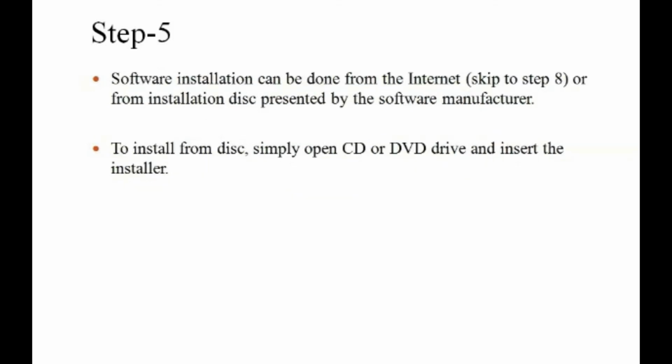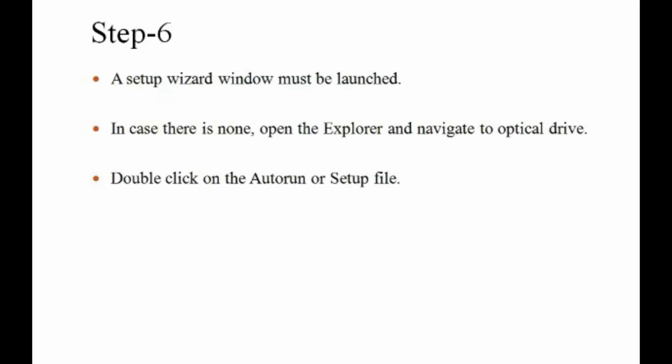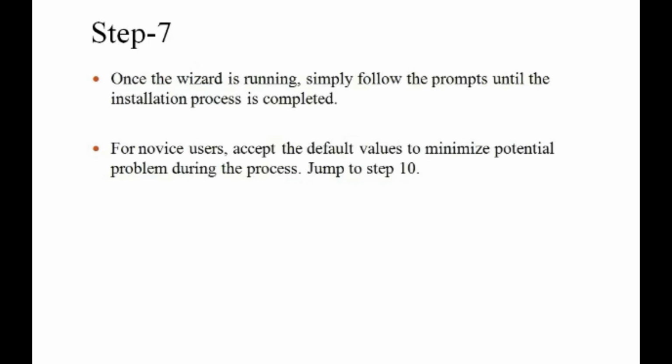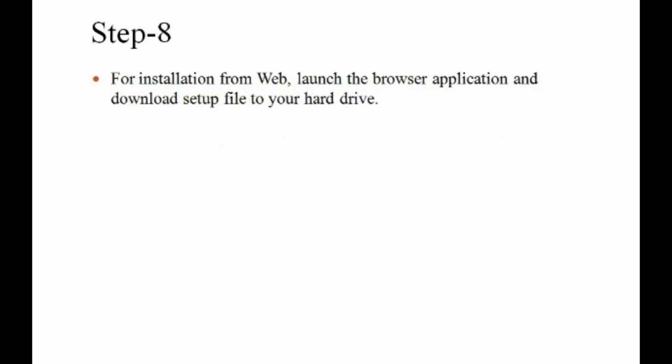As said before, use any method to install this software, using the internet or a CD or DVD drive, and install from disk. Simply open the CD or DVD drive and insert the installer. Keep following the steps as listed. Now launch the setup wizard or open Explorer and navigate to the optical drive. Then click on the setup file. When the wizard is running, simply follow the prompts until the installation process is completed.